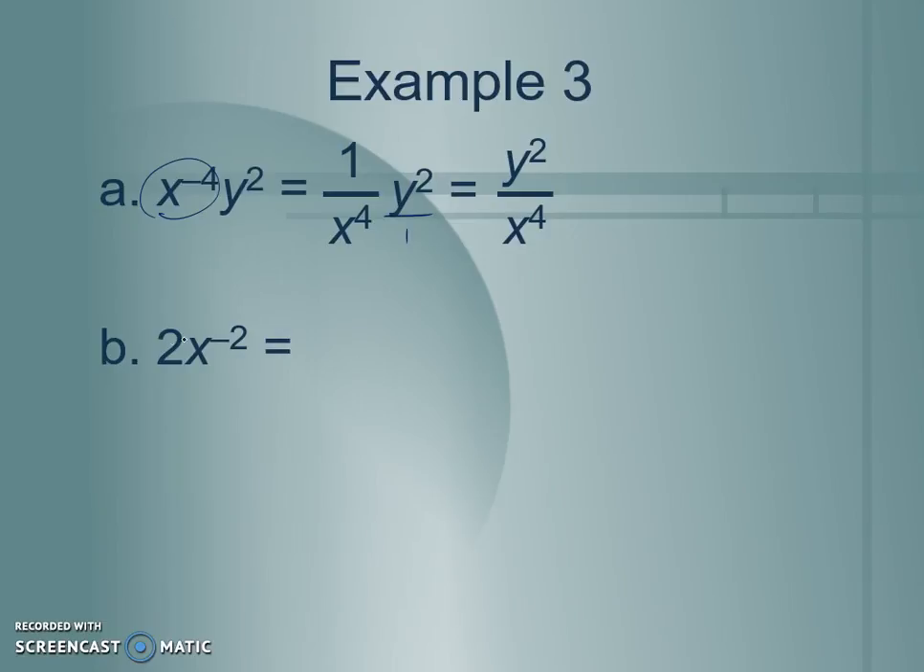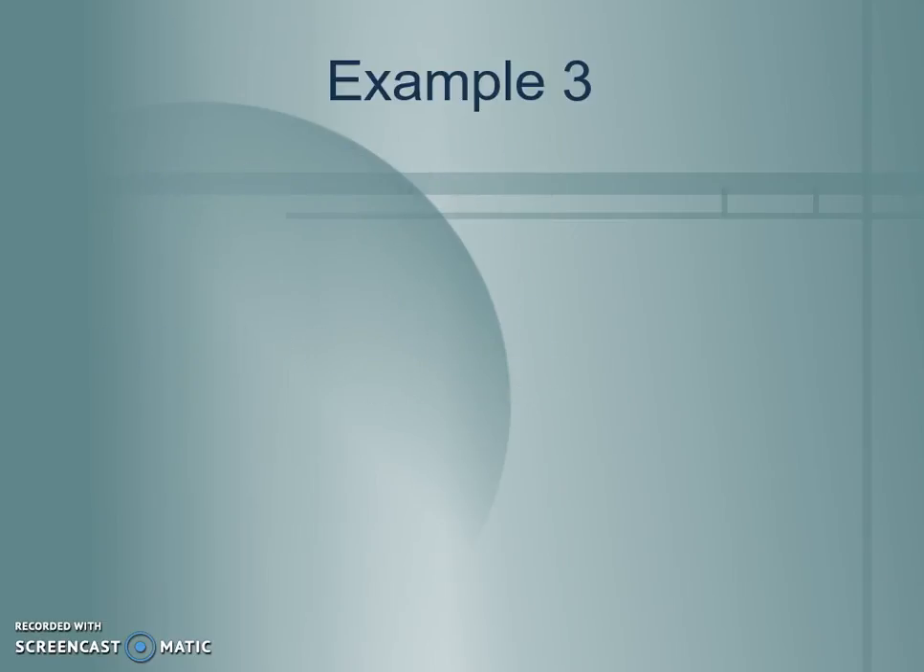So remember, since there's no parentheses, this power is just attached to the x, so that makes it 2 times 1 over x squared. Then you just multiply straight across. We end up with 2 over x squared. For c, this time it is in parentheses.